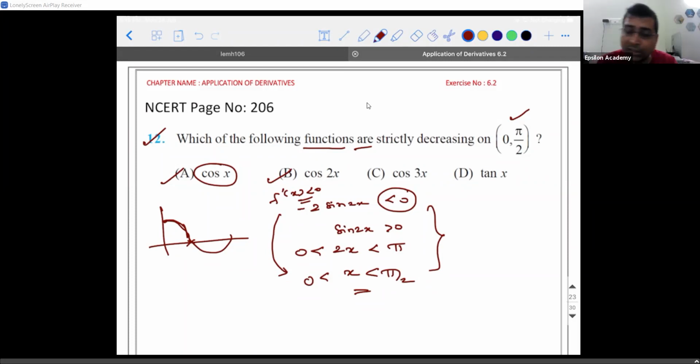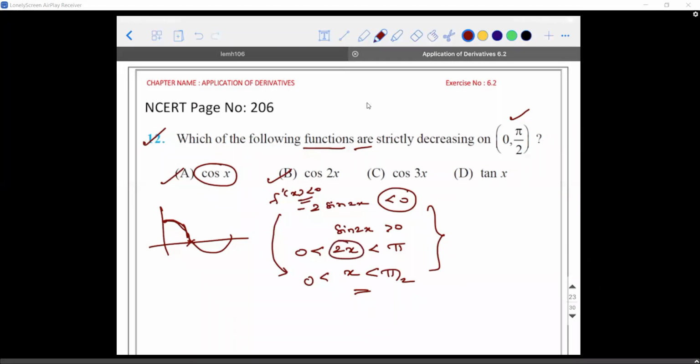Now what about cos 3x? Even without solving, you guys can tell me now. What will happen for cos 3x? It will decrease between 0 and pi by 3, because here it will become 3x. So that's not the right answer, because they are particular that it should be between 0 to pi by 2. So cos 3x, okay.